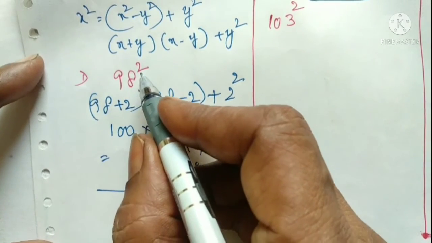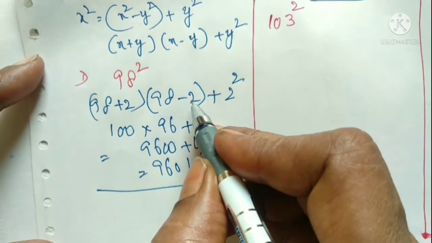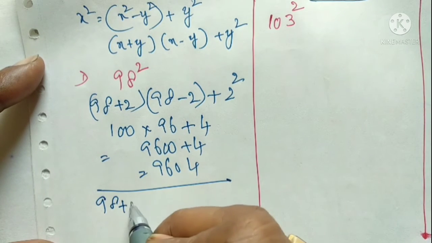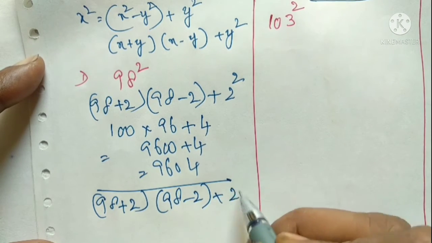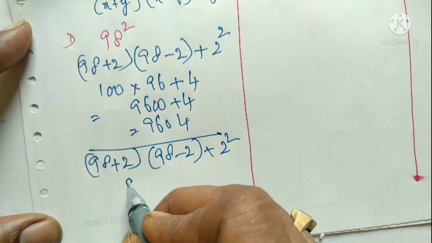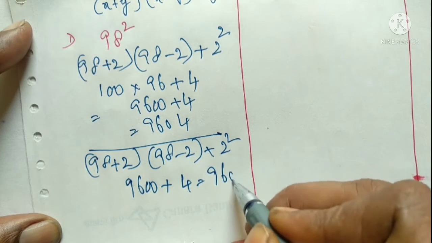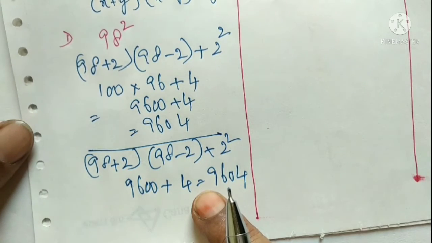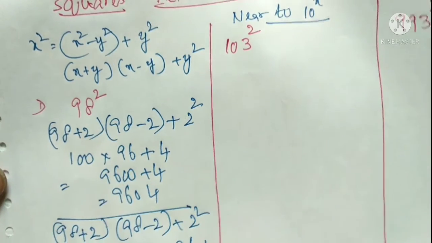So if you practice, it is very easy, very simple. 98 plus 2 is 100 and 98 minus 2 is 96. So we are using 98 plus 2 and 98 minus 2, plus 2 square. Here it is 100 multiplied by 96. It is 9600 plus 4. It is 9604. If you practice this technique, it is very easy for us to calculate the squares of any number which is very near to 100.